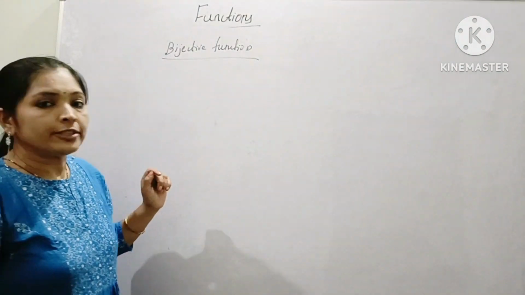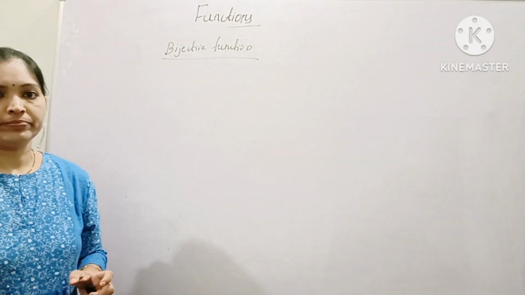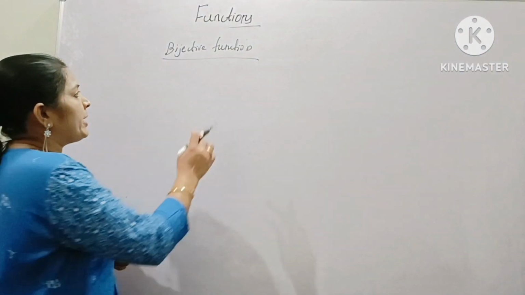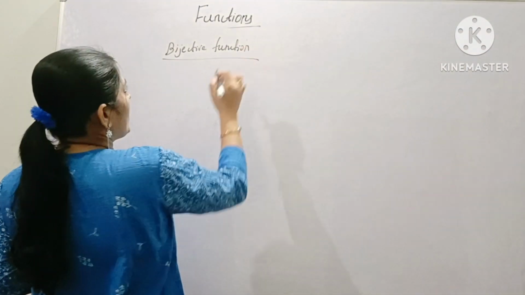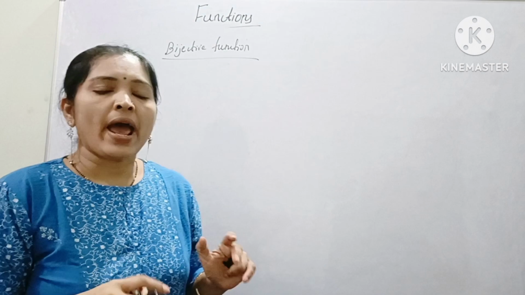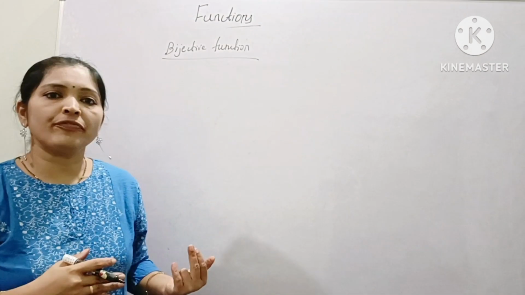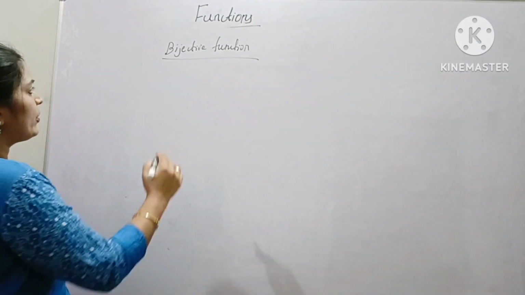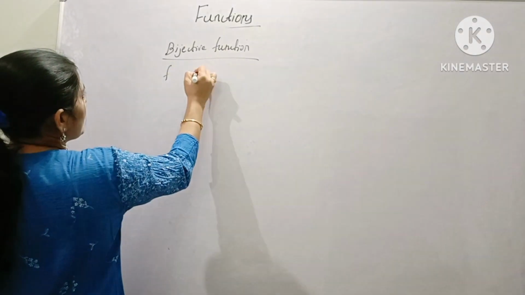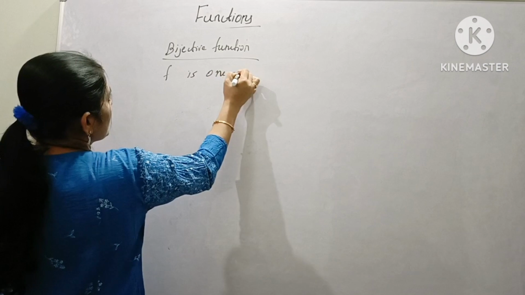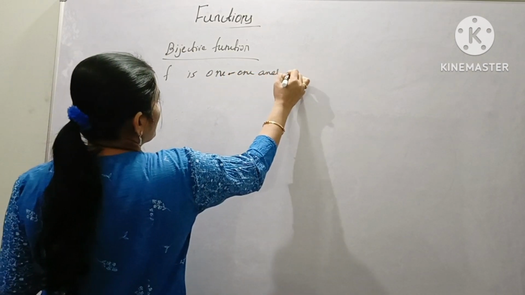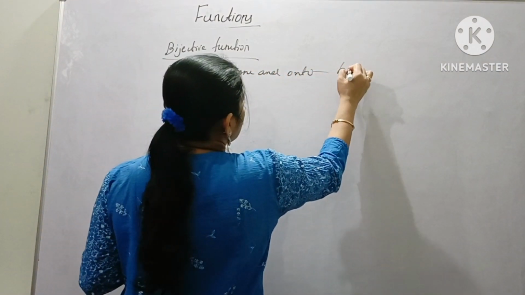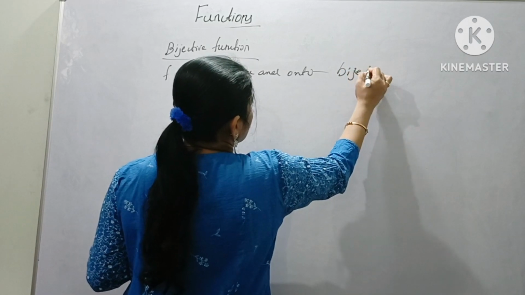And one more function, that is the bijective function. What is a bijective function? A function is bijective if it is 1-1 and onto. Both 1-1 and onto, then it is called a bijective function. If a function f is 1-1 and onto, then it is called a bijective function.